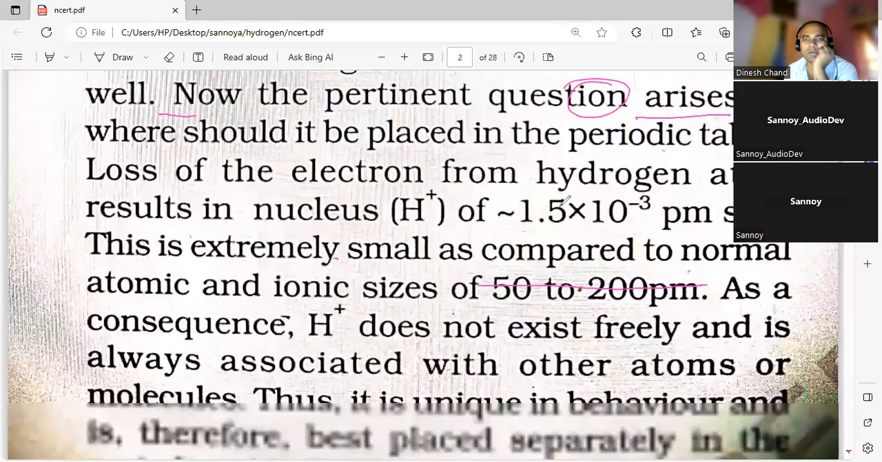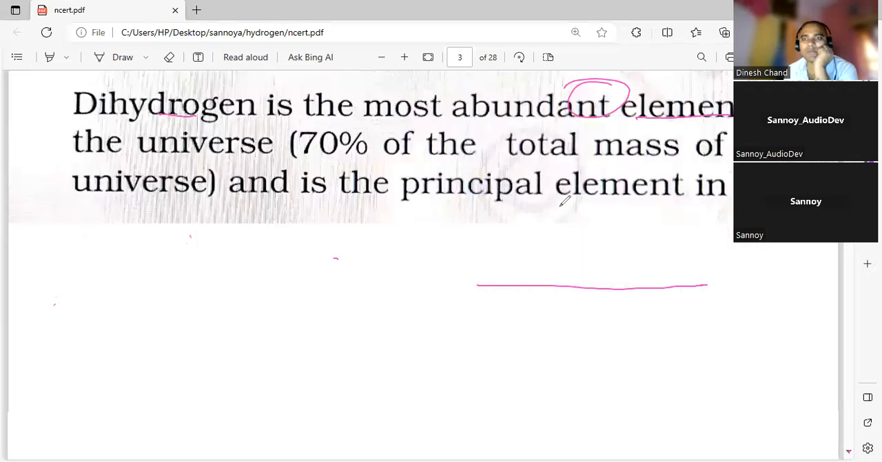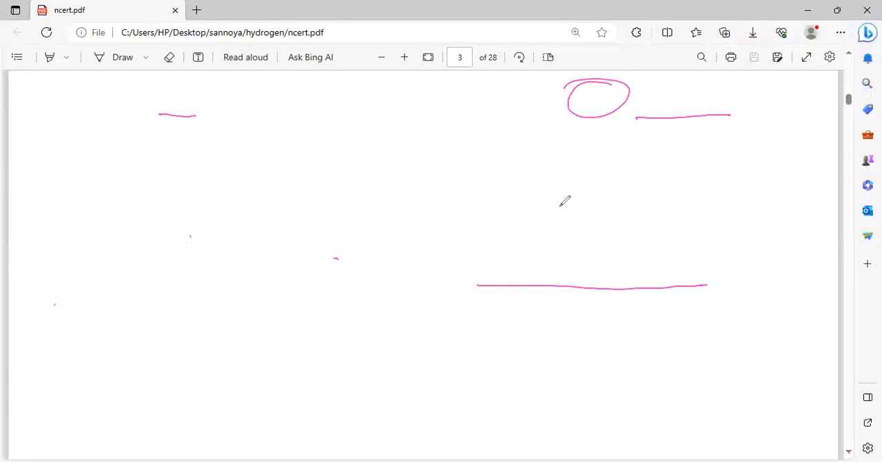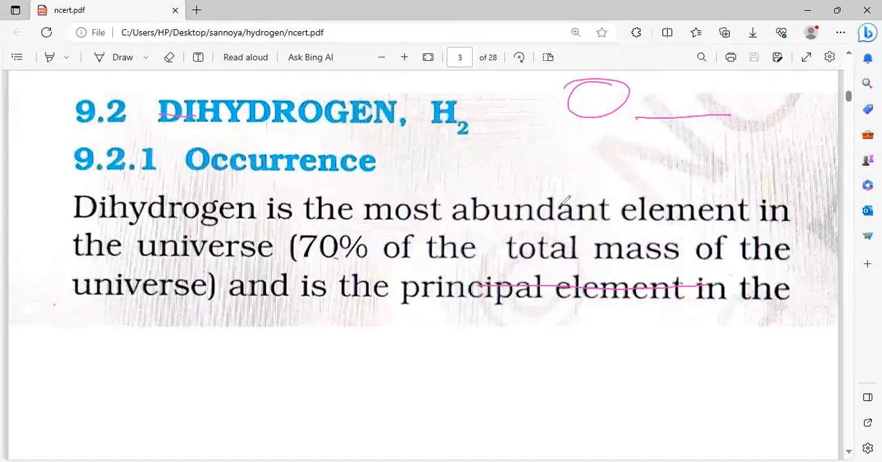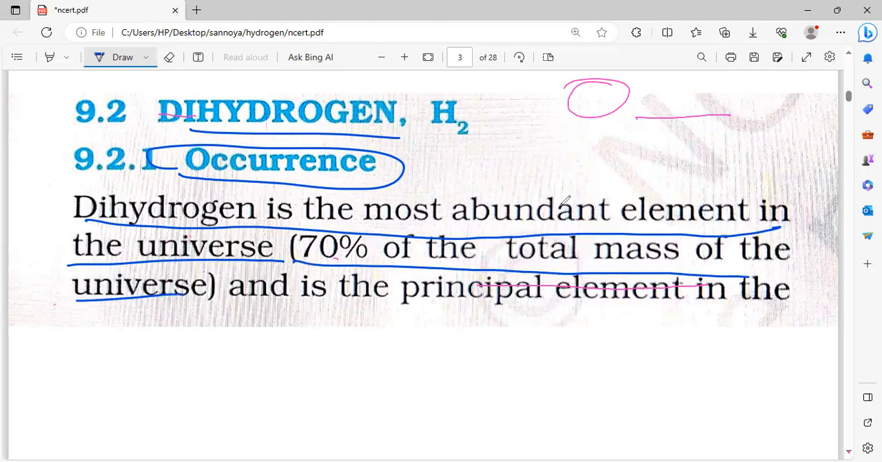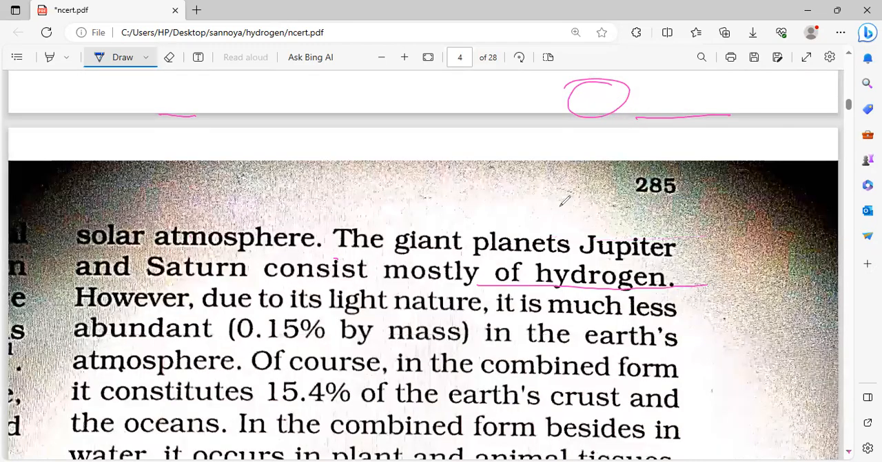We are going to study some important points which we have to see. Hydrogen, that also we have covered. See, there is some data that we have to study also. What is the data? See here: occurrence. Dihydrogen H2 is the most abundant element in the universe. How much? 70% of the total mass of the universe is hydrogen, the principal element. That you need to know. Okay, 70% total is hydrogen itself only.